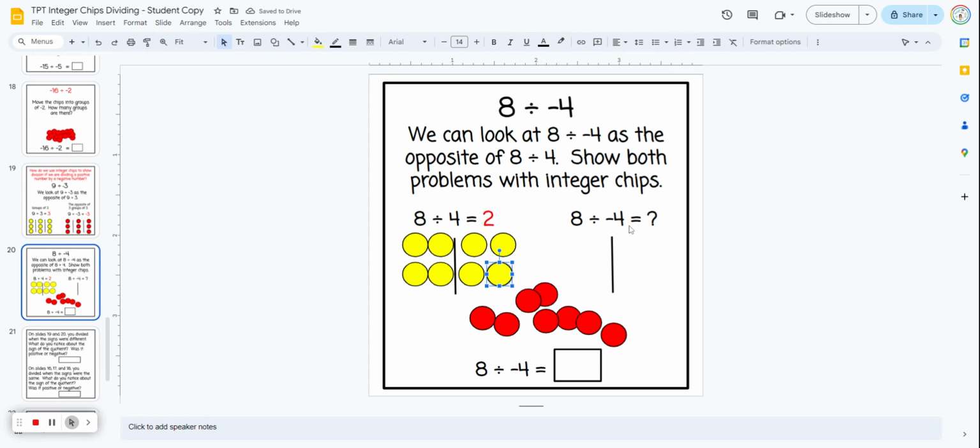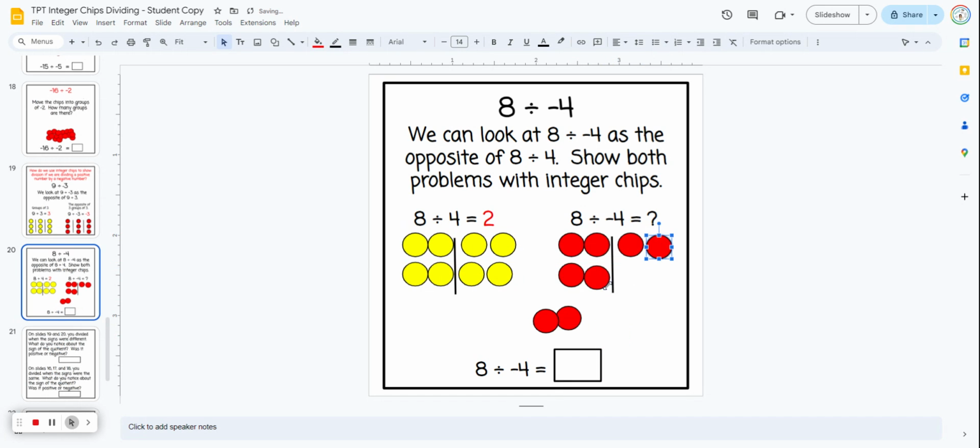Now 8 divided by -4 would be the opposite of. So that negative symbol means opposite of, which means we're going to have the same thing except with the opposite color. -4 in each group. So the opposite would be -2. So 8 divided by 4 is +2. 8 divided by -4 would be -2.